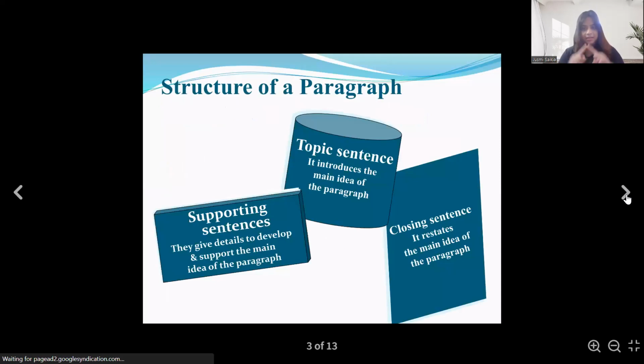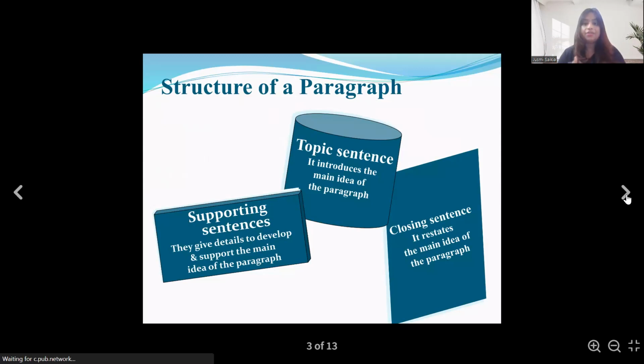Basically, we have to understand the structure of a paragraph. It has a topic sentence, where it introduces the main idea of the paragraph. So what is your paragraph basically about? That's the main idea or the main topic of the paragraph. After that, to support the main idea, you have to give supporting sentences or supporting details. Okay, that will help develop and support the main idea of the paragraph. Once you have the main topic and you have given the supporting details, after that you have to give it a conclusion or the closing sentences.